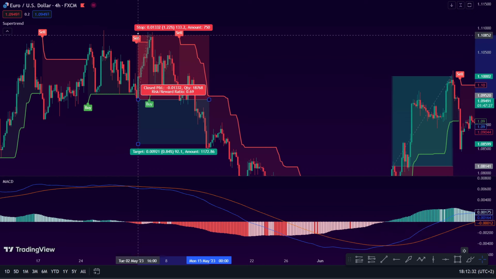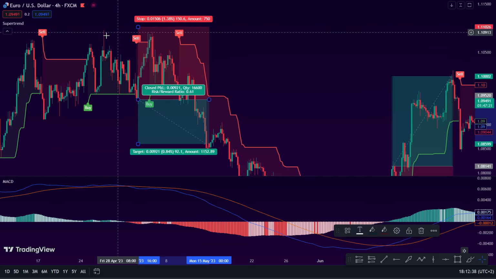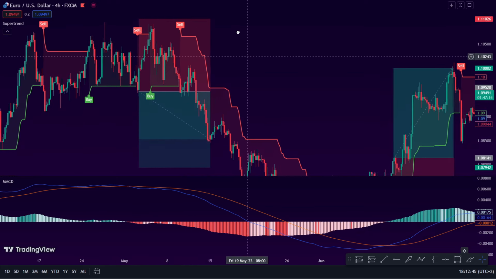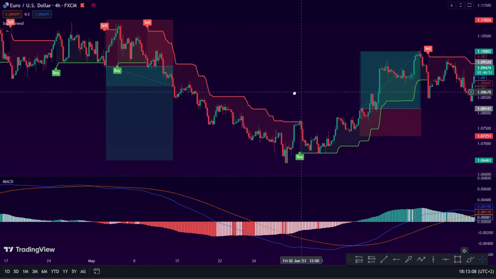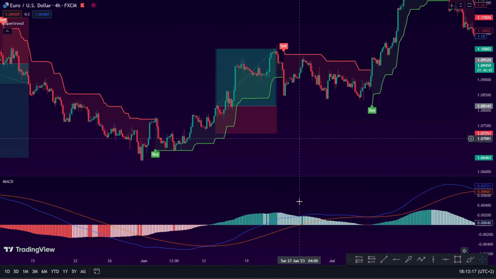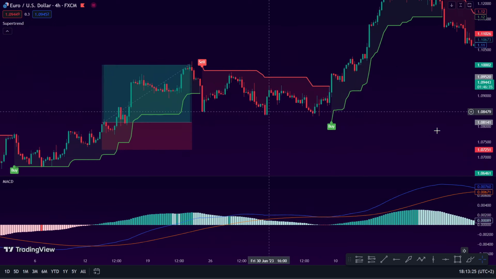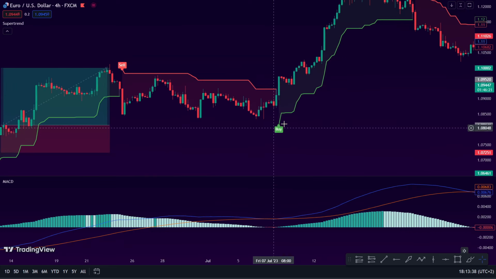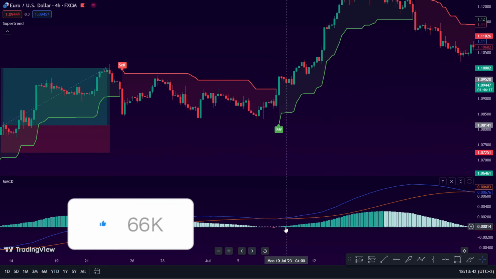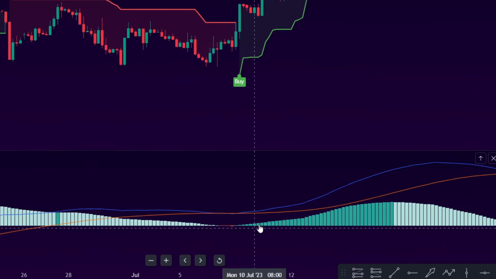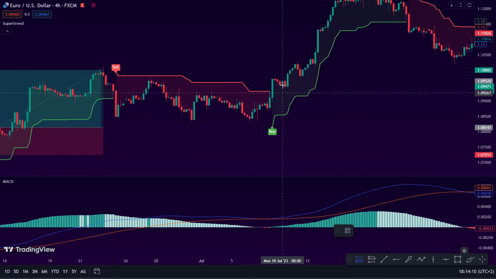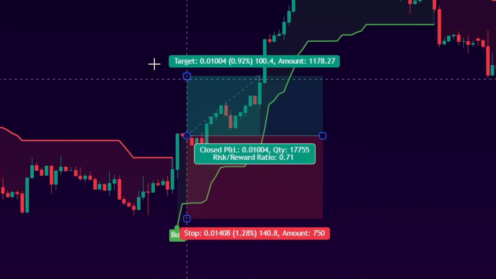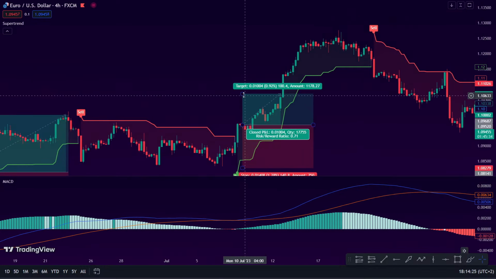But let's suppose that we place the stop loss at the previous high and we make the risk reward ratio at least 2. Let's see another signal in sequence. The color of MACD is still green, so we don't accept this signal as a valid signal. Then the supertrend indicator gives a buy signal here and we look at the MACD. MACD is also green. For example, I take a buy position here, put the stop at the previous low and make the risk reward ratio at least 2. Let's see what will happen.